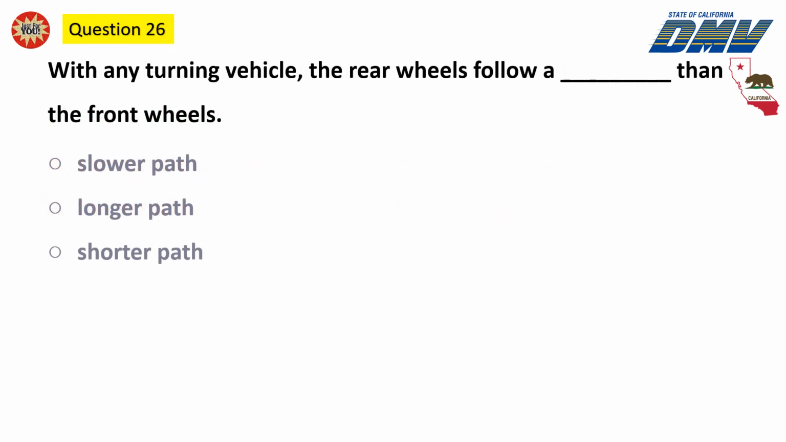Question 26. With any turning vehicle, the rear wheels follow a slower path, longer path, shorter path than the front wheels.